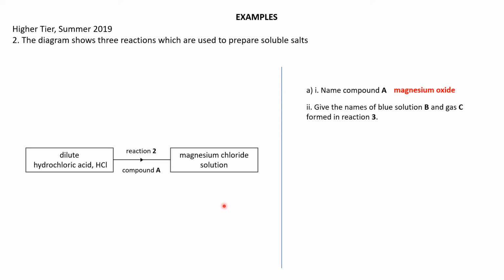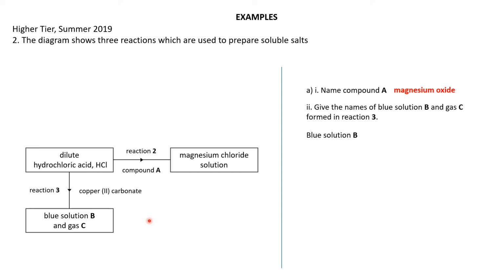Next, we're asked to give the names of blue solution B and gas C formed in reaction 3. As we couldn't use magnesium carbonate in reaction 2 like we said, it's safe to assume it can be used here because we have copper 2 carbonate being reacted. Because of this carbonate, we know it is a Cascade neutralization. So knowing this, we can say that blue solution B is copper 2 chloride and that gas C is carbon dioxide. I should probably tell you that it's copper 2 chloride because the copper being used has a 2+ charge. If you didn't already know this, then you can easily find it in your table of common ions.